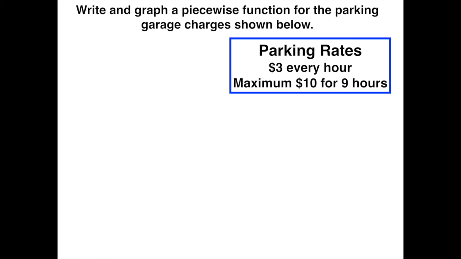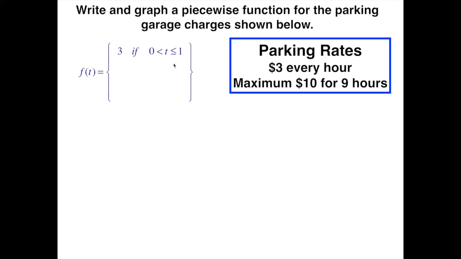Okay, so the first one is $3 for every hour. So between 0 and 1 hours, where t is time in this case, it's going to cost you $3. If you're there right at an hour, it's only going to cost you $3. That's why I use the less than or equal to. If you're an hour and 1 minute, then it jumps up.